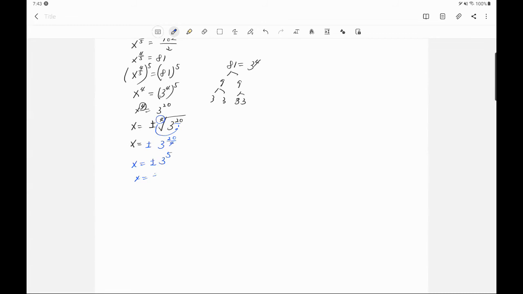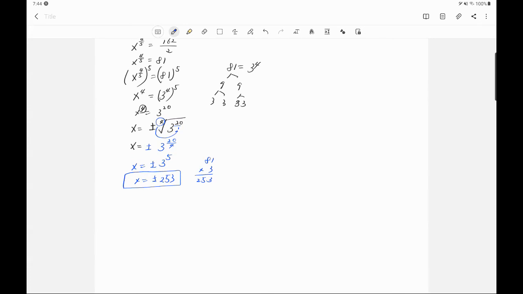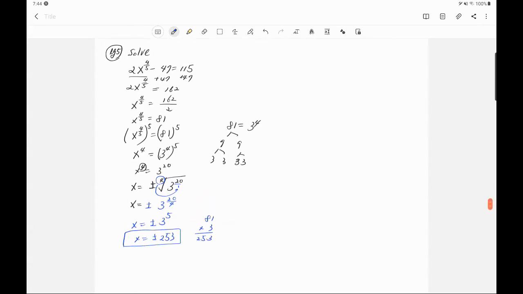Then x equals plus or minus 3 to the fifth power. 3 to the fourth power is 81, right? 81 times 3 is 243. So these two are the solutions. Make sense? Okay, this is a little bit confusing, so keep practicing.